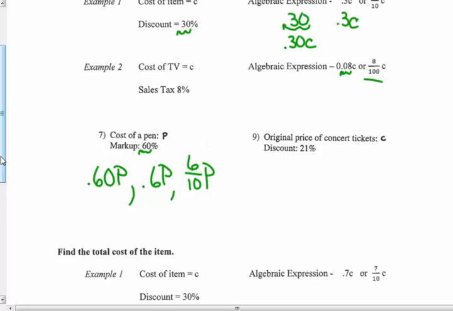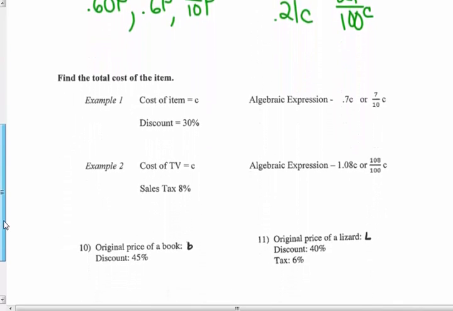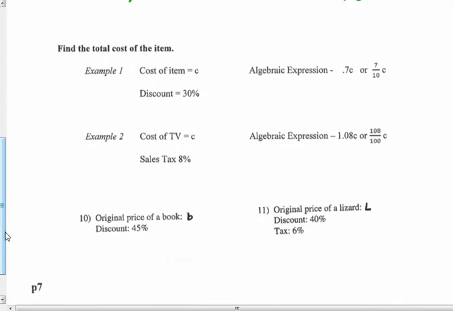Number 9, the original price of concert tickets, lowercase c. I don't know what it is. Could be $85, could be $120, could be $10. The discount is 21%. So the expression I could use is change the percent to a decimal, multiply by the cost C, 21 hundredths times my C. I could use the fraction as well. I usually don't though.